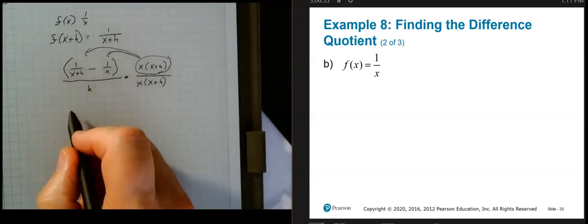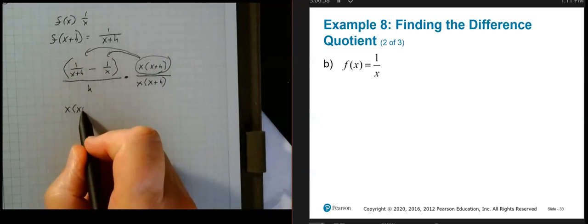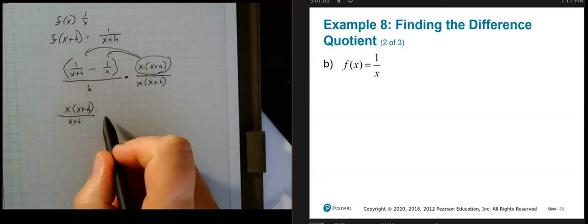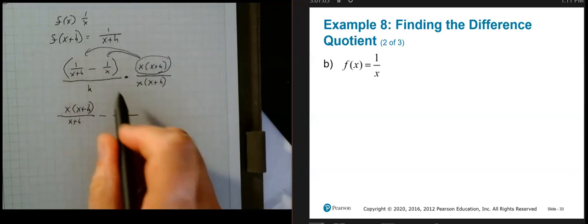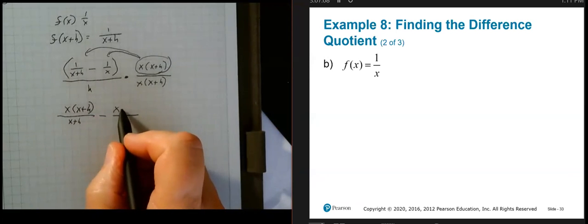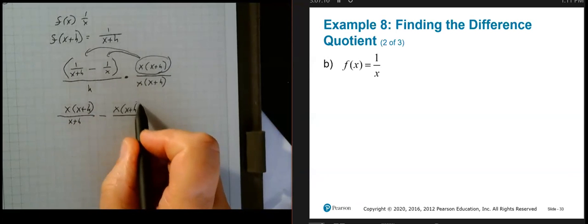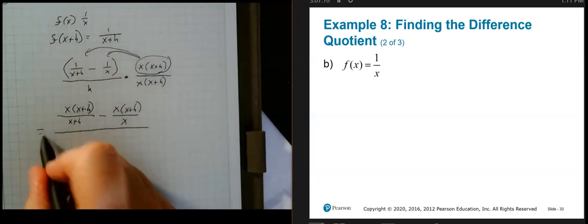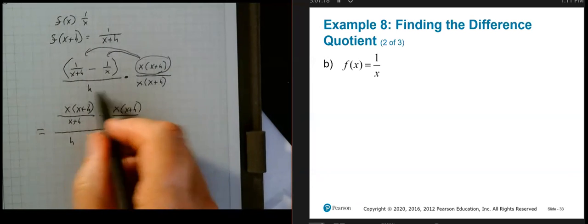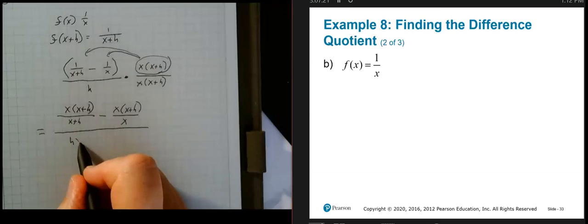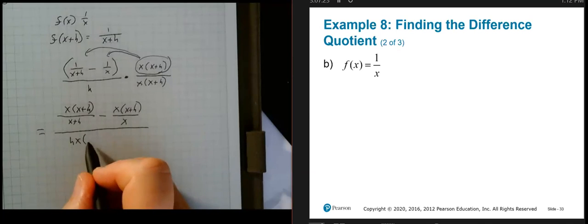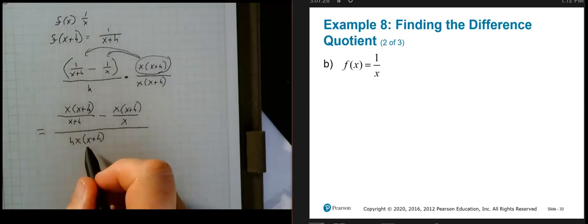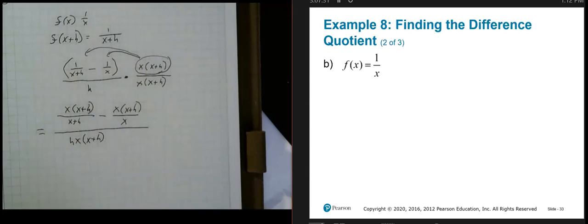So that means this numerator here becomes x times x plus h, divided by x plus h. Subtracting, and now 1 times it gives us x times x plus h being divided by x. And then we're still dividing by h, and we multiply the 2 denominators together. So this becomes xh times x plus h. Typically, I would write this as hx, but the h is going to end up going away, so I leave it that way.